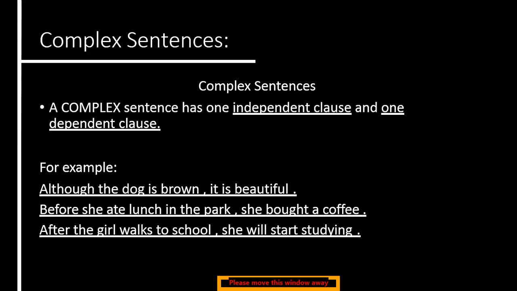Let's make another try for sentence number 2. Before she ate lunch in the park, she bought a coffee. Which one is dependent? Which one is independent? And I need Myrna. Log in, Myrna, and make yourself unmuted.